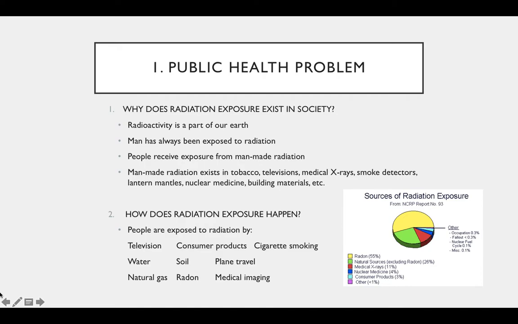So, how does radiation exposure happen? People are exposed to radiation by television, water from rivers or lakes that pick up radiation from rocks and soils, consumer products, which can be cell phones, watches, clocks, computers, natural gas, soil, radon, cigarette smoking, plane travel, which mostly affects pilots, flight attendants, and frequent flyers more than most people, and medical imaging, which is the most common cause of exposure. Most of these sources use low enough levels that they do not damage tissue.